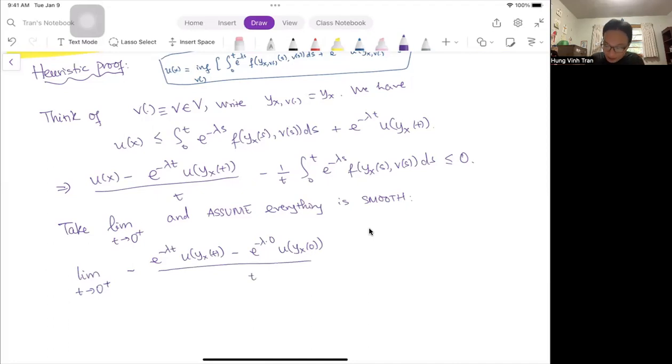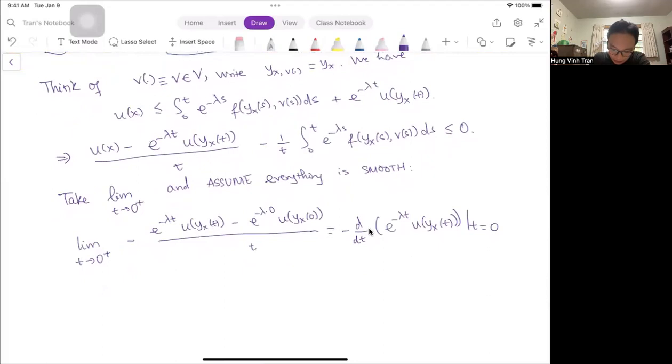And you can see that this is nothing but minus d over dt of e to the minus lambda t u of y_x(t) evaluated at t equal to 0. So that's the basic definition of differentiation. And you can use the product rule and chain rule to compute this. If I differentiate the exponential, I would have minus lambda, so minus and minus cancel. So I have lambda, and e to the 0 is 1.